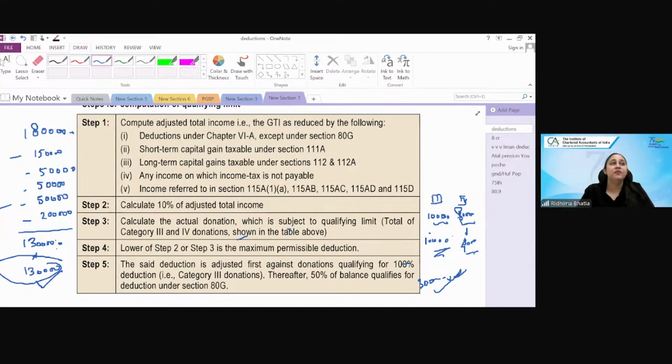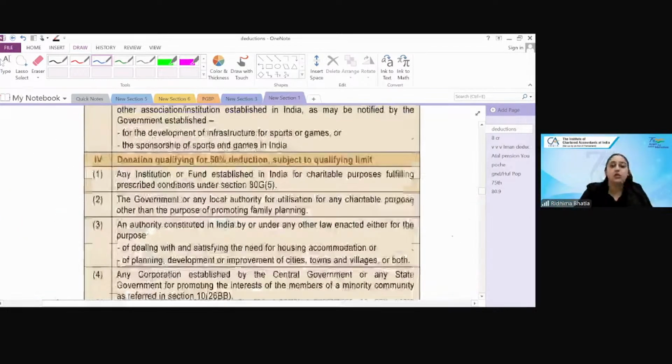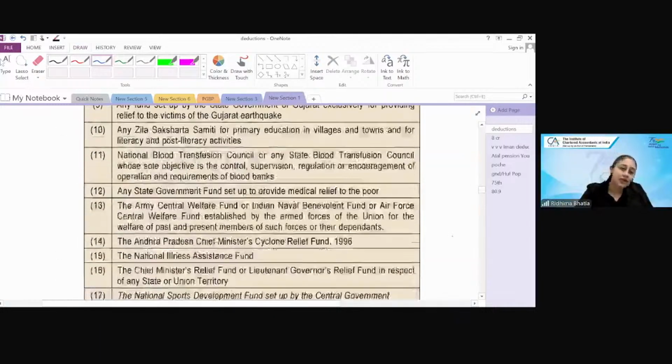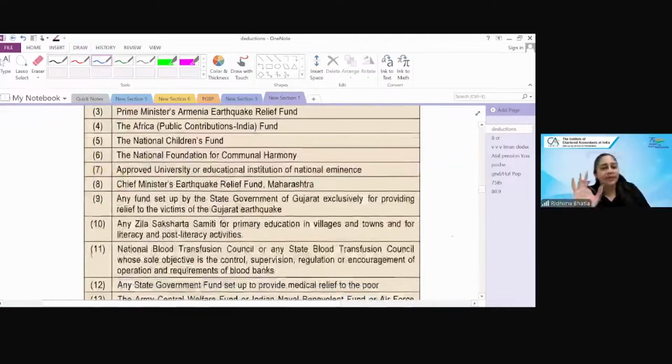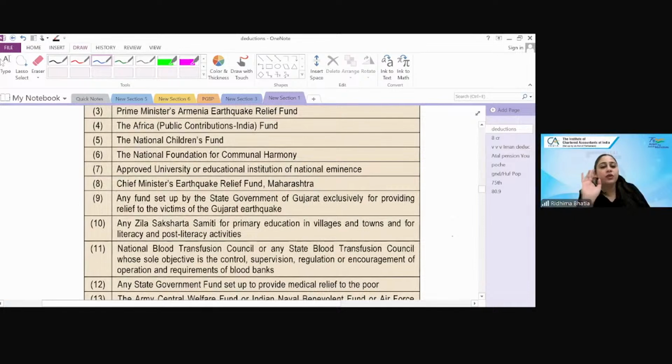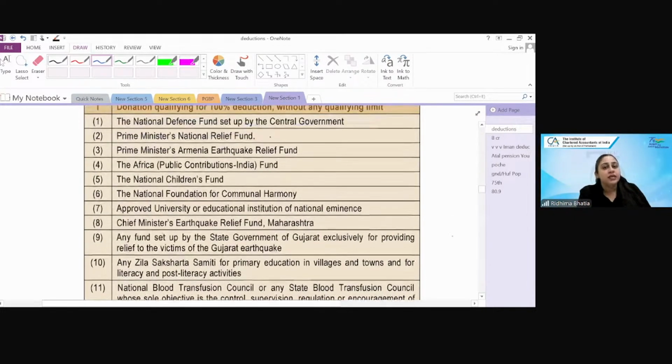But the question is, ma'am, who are the donees in the first, second, third and fourth categories? Who are all these donees, and do we have to remember them? Technically, you have to read them once, twice, and thrice, and you will remember it because you yourself will have an identification. Which ones are they? I'll quickly read through the list.